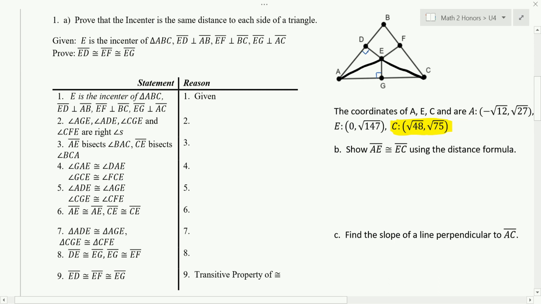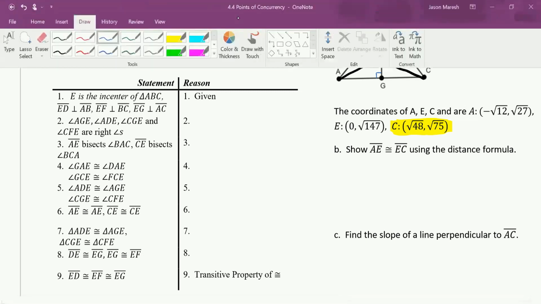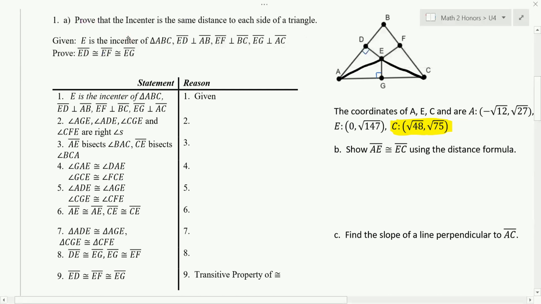I'll defrost it for you. There we go. All right. Let's see what else. CGE. I'm going to change colors for a reason here. So CGE, this one here, and CFE, those are all right angles. And we need a reason for that. That reason has to come from line 1, because there's nothing else in the proof, or it comes directly from the picture, but this one's going to come from line 1.